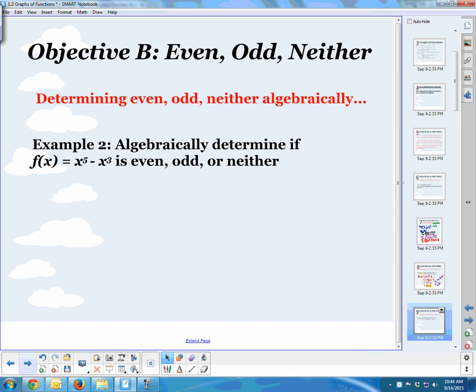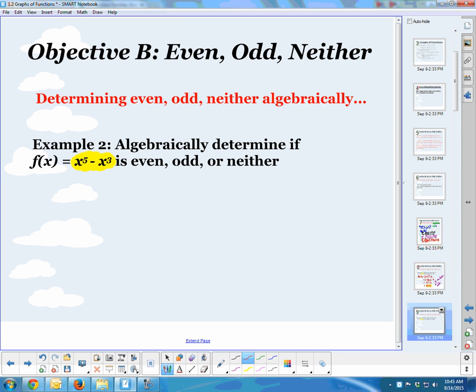Example 2, algebraically determine if f of x equals x to the 5th minus x cubed. So like we're seeing here, this could be a difficult function to graph depending on where you are in your mathematical career. X to the 5th minus x cubed for some people is a very easy graph to make. For others, a very difficult graph to make. If it's for you, it's a difficult graph to make. Good thing we have the algebraic technique here.